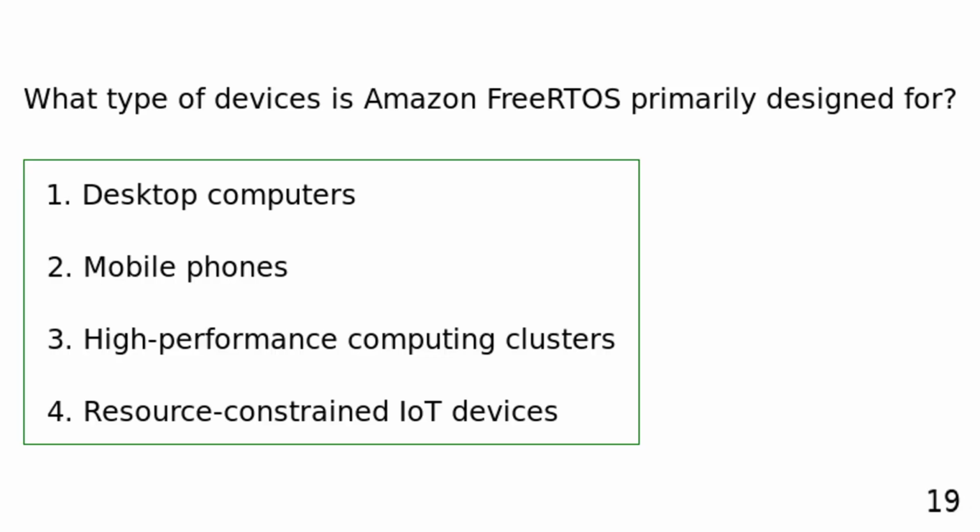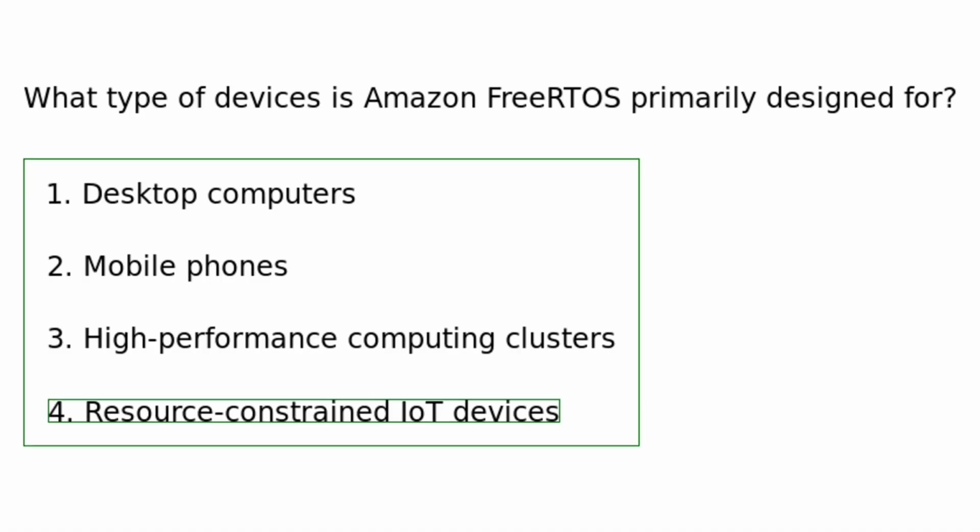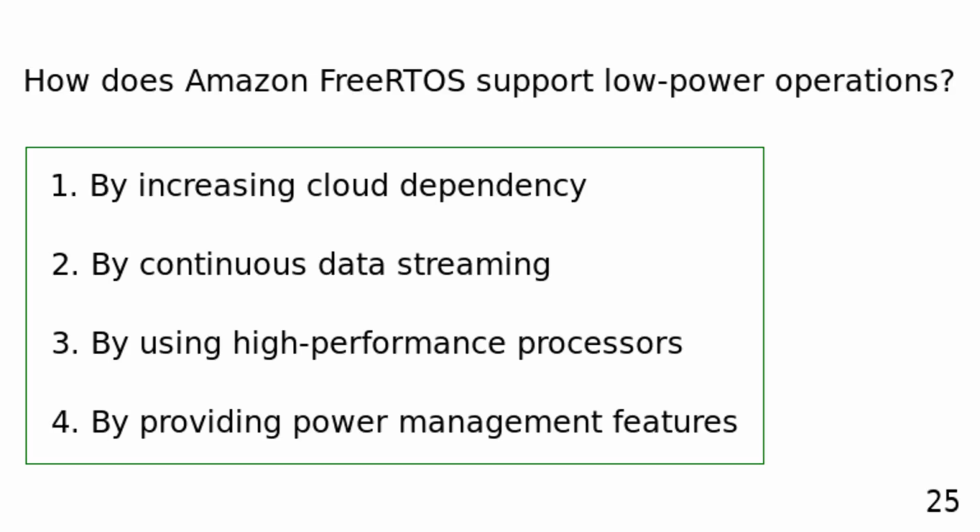What type of devices is Amazon FreeRTOS primarily designed for? Desktop computers. Mobile phones. High-performance computing clusters. Resource-constrained IoT devices. Amazon FreeRTOS is specifically designed for small, low-power, resource-constrained IoT devices such as sensors, actuators, and other embedded systems that require real-time operation.